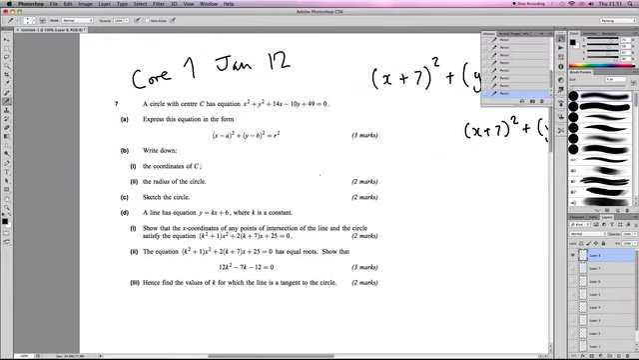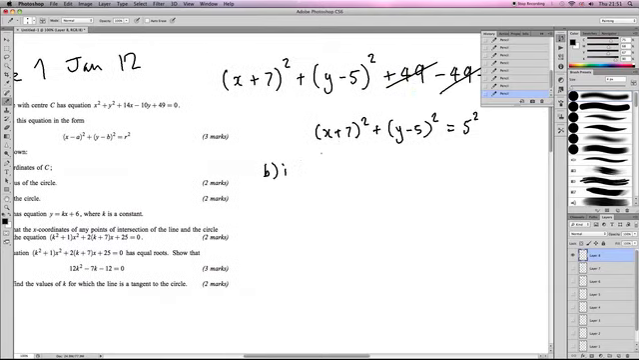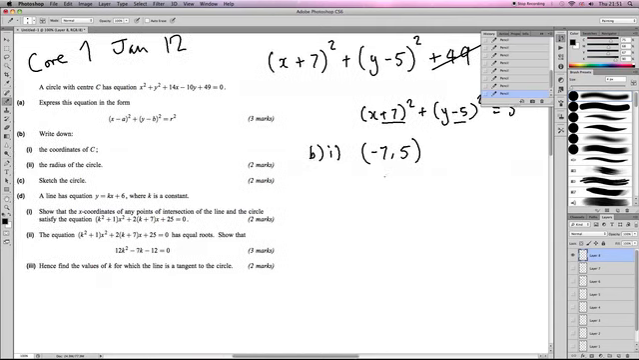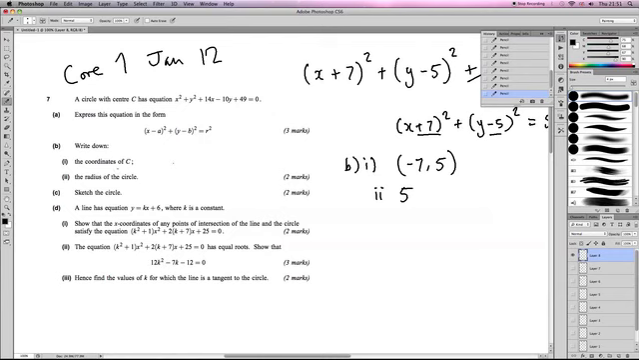Hence, part B, write down the coordinates of the center. It's just the value, swap the sides. So the coordinates for this is minus 7 and 5. Oh, sorry, center. Radius of the circle is just going to be 5. Oh, sorry, I thought this 2 marks was for that, and this 2 marks was for this. So it's just 1 mark each.